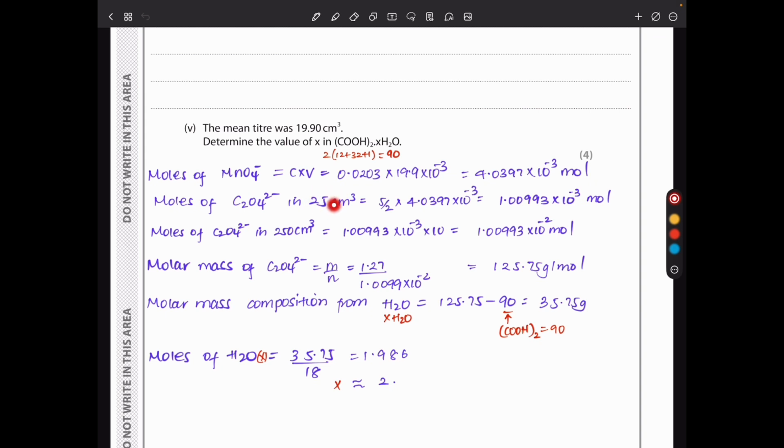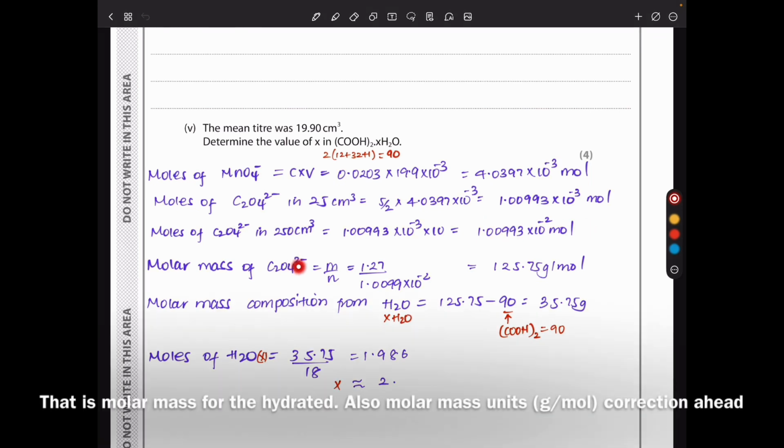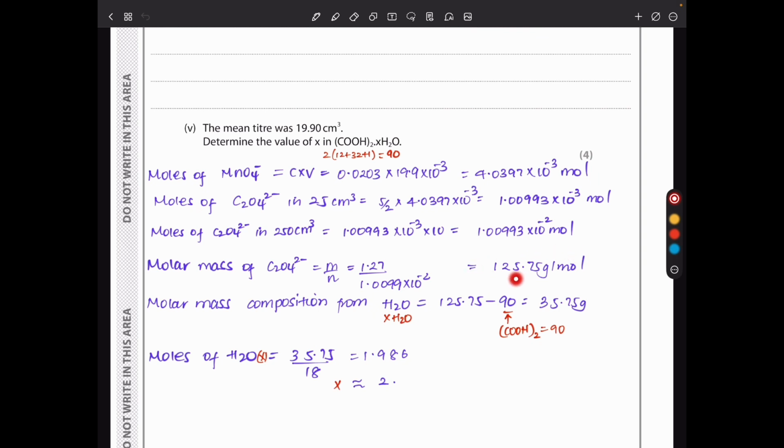But since these are in 25, we need moles in 250, which is going to be that times 10, to give us that. Then the molar mass of ethane dioic acid is going to be the mass divided by number of moles. Mass was 1.27 divided by those moles, giving us that. Now this molar mass is for the whole thing, but the composition from this is going to be 90, since this is 45 times 2, we get 90. So to get the molar mass contribution from XH2O, we will subtract 90 from this to give us 35.75.